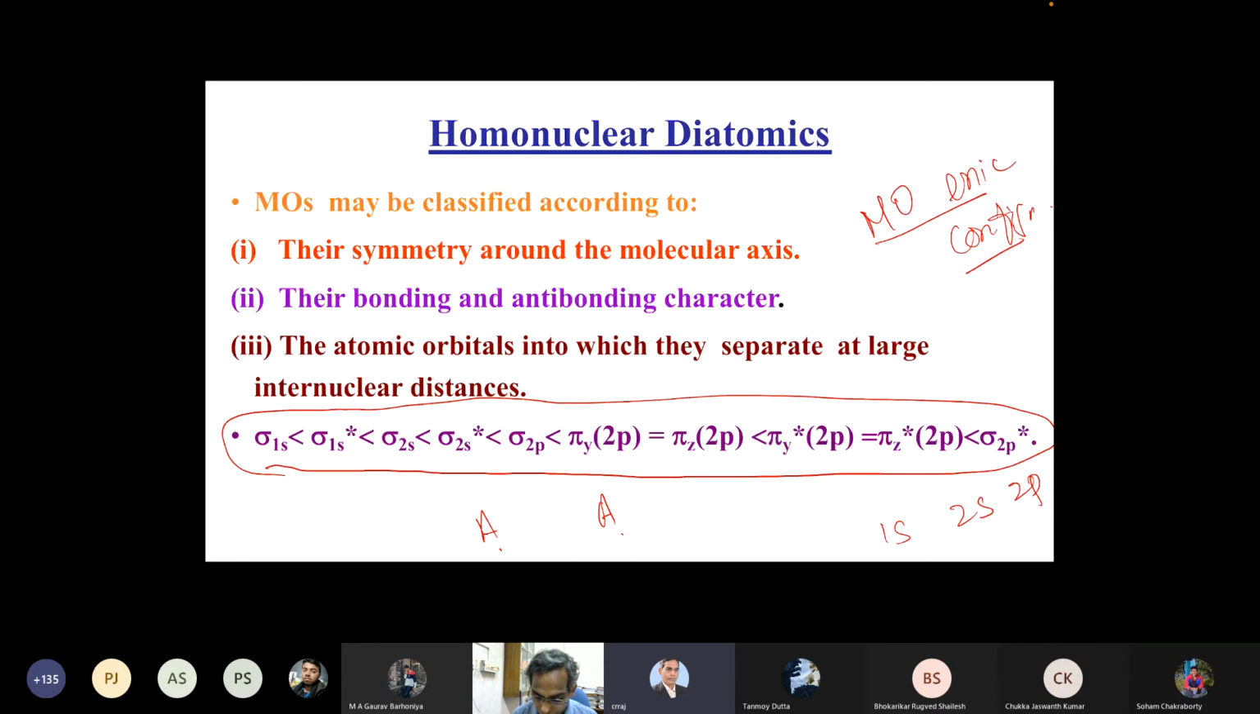You get your corresponding MOs. In the same way, the 2s orbital: if it is a 2s, you again generate 2 MOs. In the same way, the 2p orbitals.